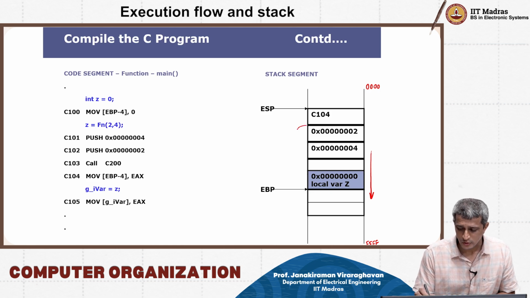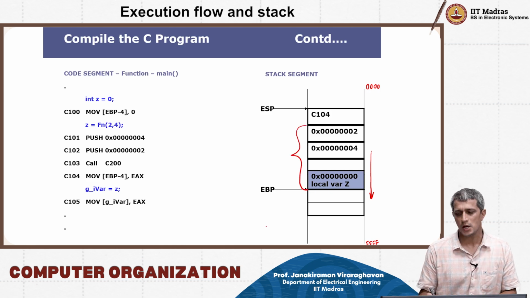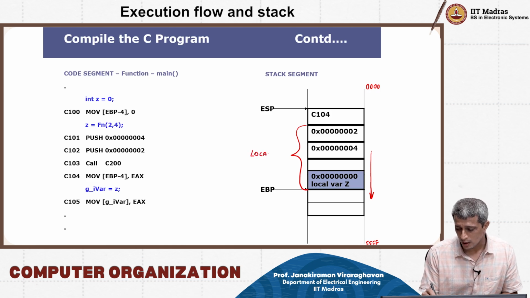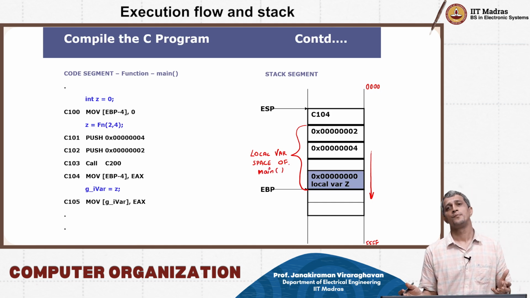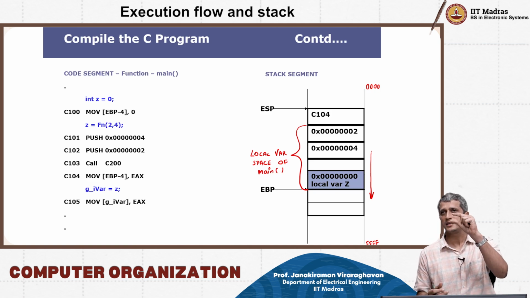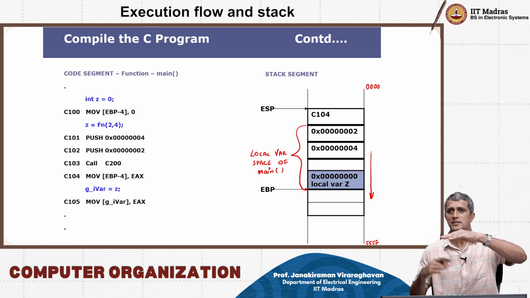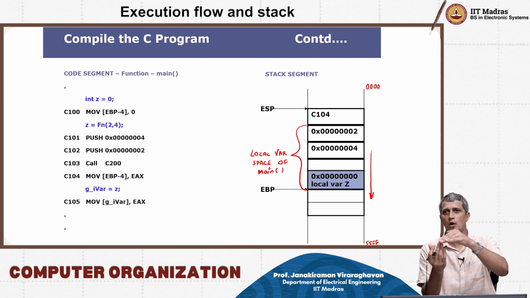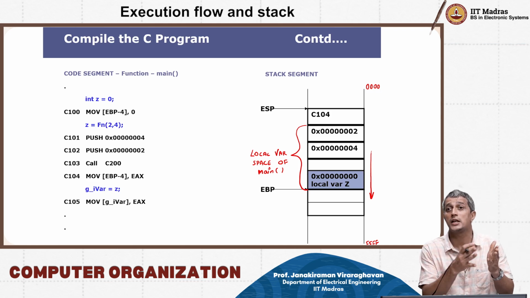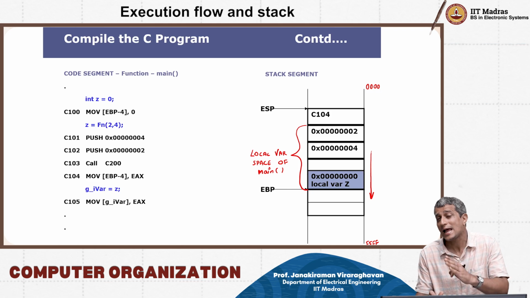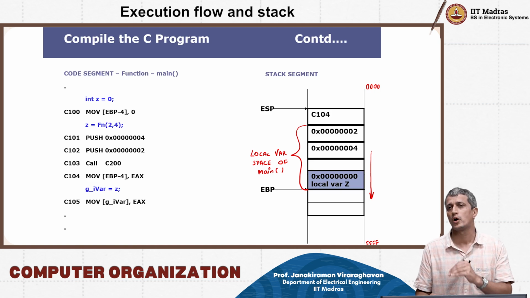Now all of this is going to be the local variable space of the function main, right? Implicitly this return address C104 has demarcated something for you to say, okay, below that everything is the local variable space of main, above that you are now going to enter a different function, and that is why the stack segment is ideally suited to implement the idea of scope of a local variable.